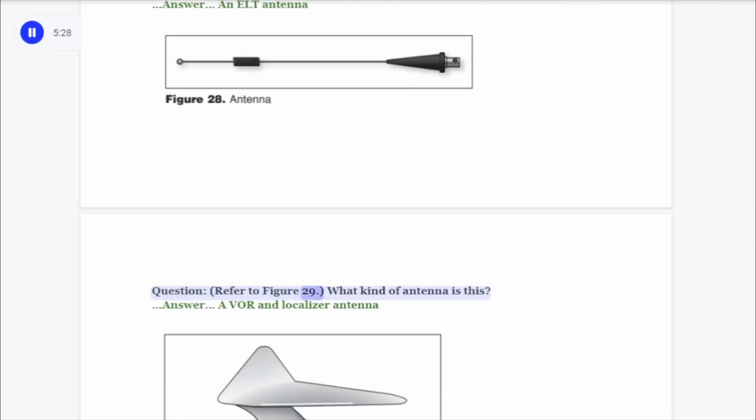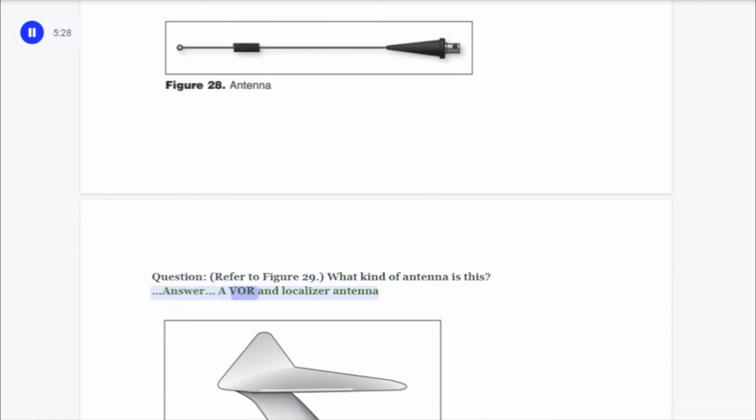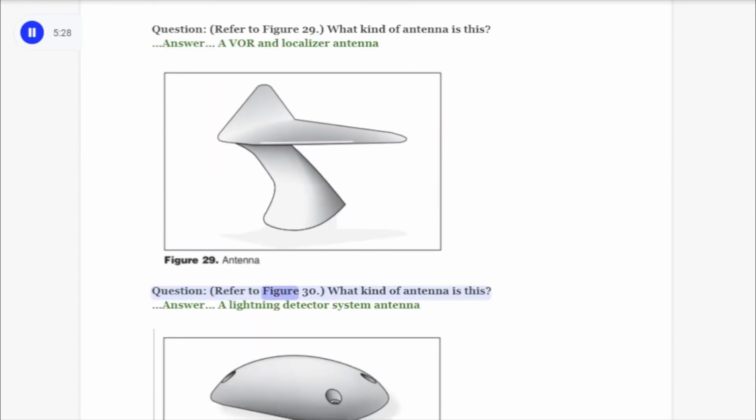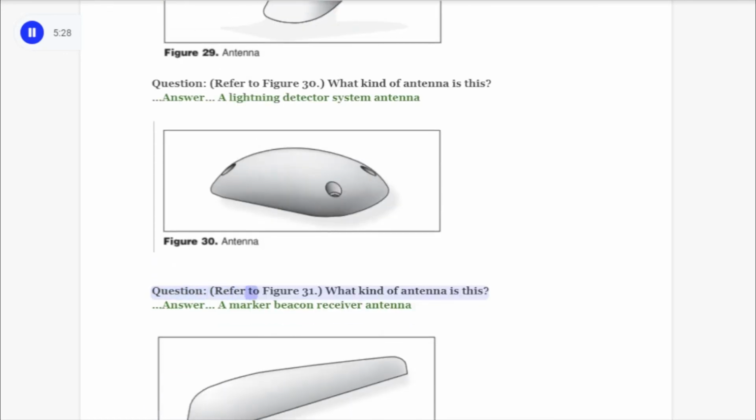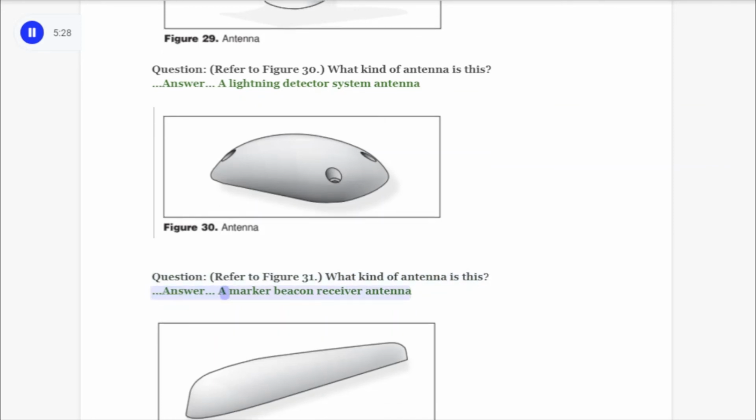Question: refer to Figure 29. What kind of antenna is this? Answer: a VOR and localizer antenna. Question: refer to Figure 30. What kind of antenna is this? Answer: a lightning detector system antenna. Question: refer to Figure 31. What kind of antenna is this? Answer: a marker beacon receiver antenna.